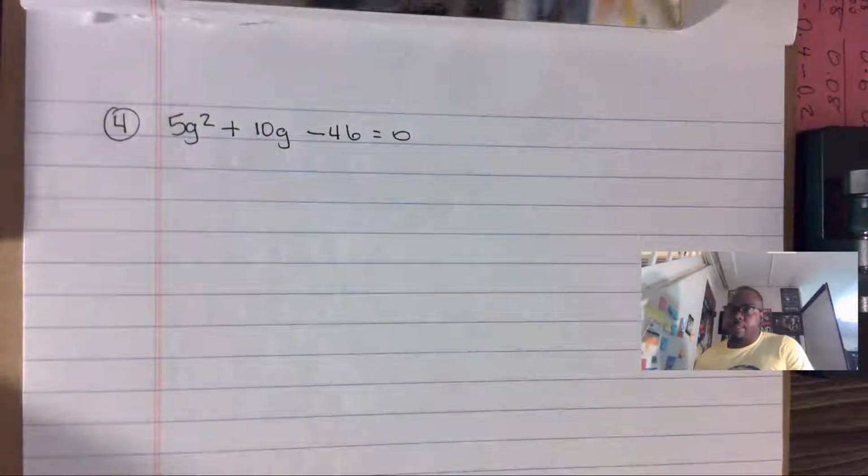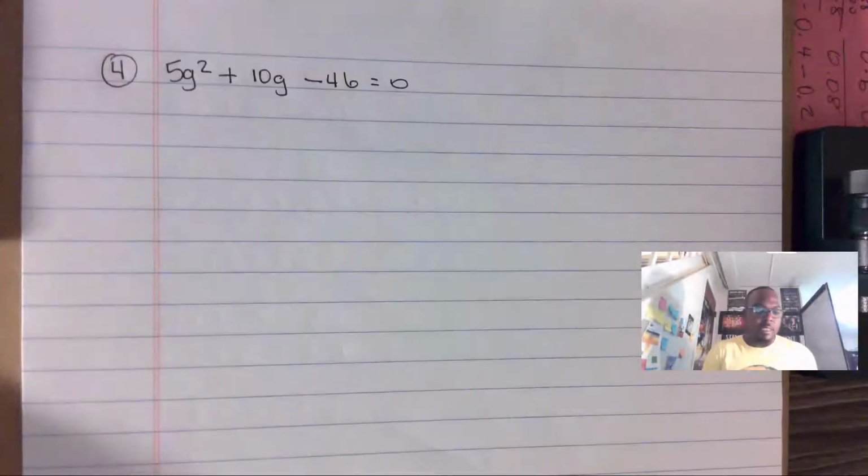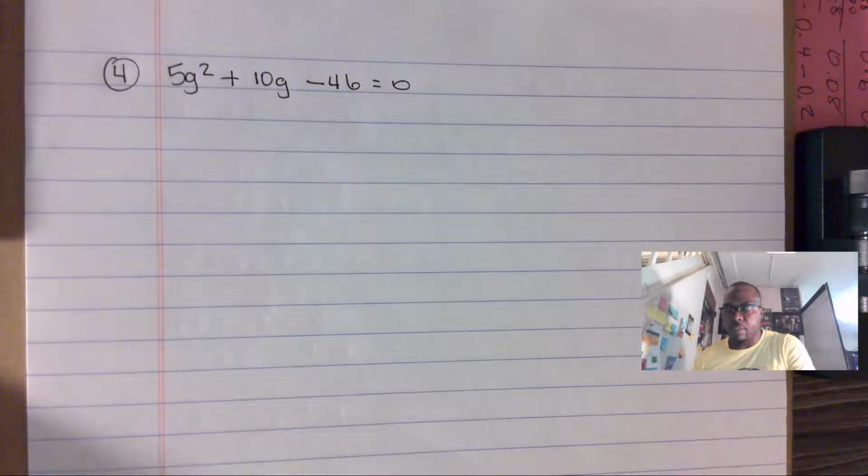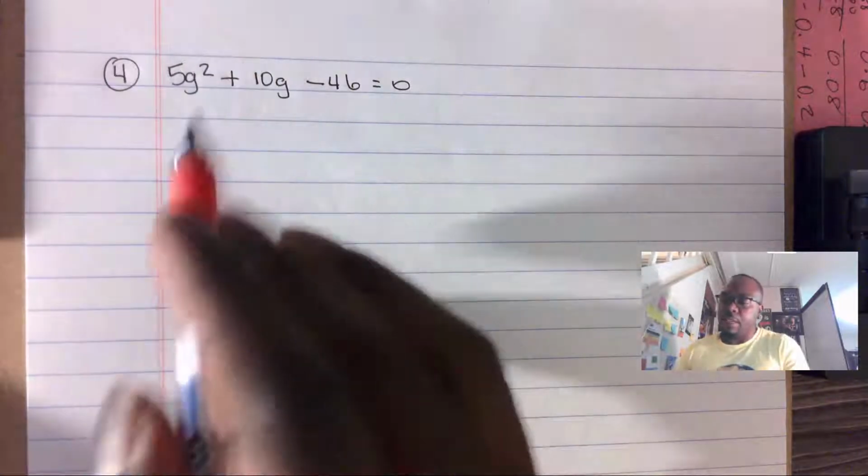All right, so we're back for the second portion of the lesson. Didn't want to make the video too long, but here we've got our next problem. Again, we're still solving these by completing the square. We realize that the coefficient of g squared here is not 1, so I'm going to have to make it 1.